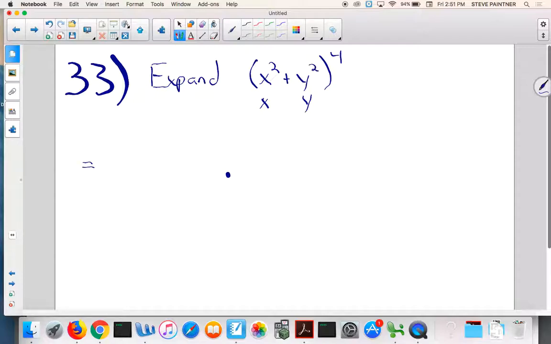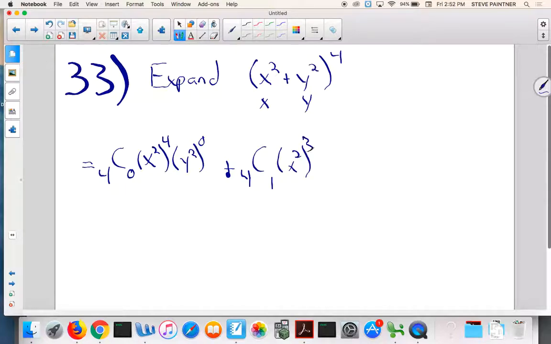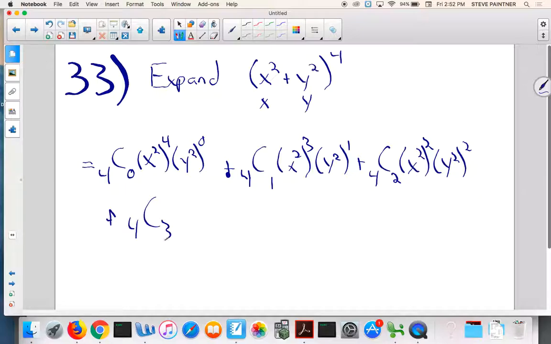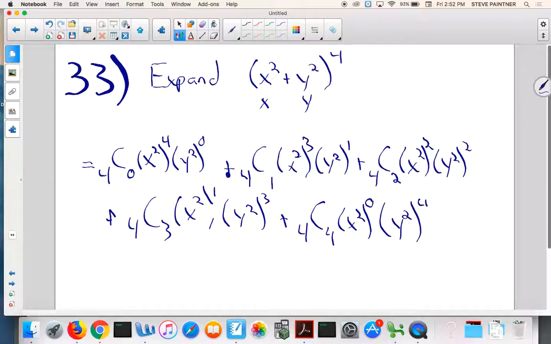So if we expand this, we're going to get 4 choose 0, x squared to the fourth, y squared to the 0, plus 4 choose 1, x squared to the third, y squared to the first, plus 4 choose 2, x squared to the second, y squared to the second, plus 4 choose 3, x squared to the first, y squared to the third, and then plus 4 choose 4, x squared to the 0, y squared to the fourth.